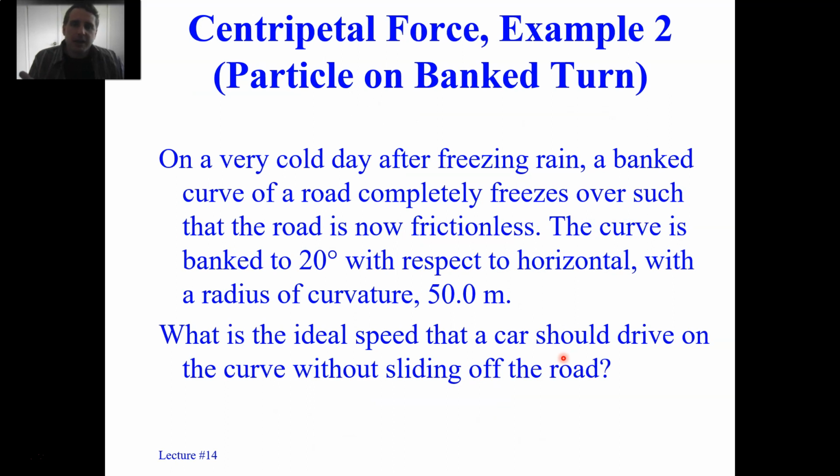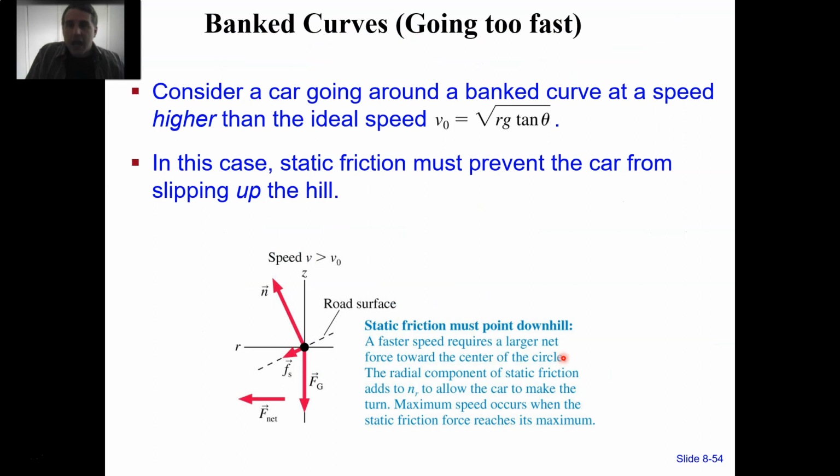Now again, I'll show another example of a car, but this time on a bank turn, and again, stay tuned for another example video. Now if a car is going too fast on a banked curve, consider a car going on a bank curve at a speed higher than its ideal speed. Then V0 should equal the square root of RG tan theta. I'll show why that is from the example video I'll show later. But in this case, the static friction must prevent the car from slipping up the hill. So the static friction is directed down the hill.